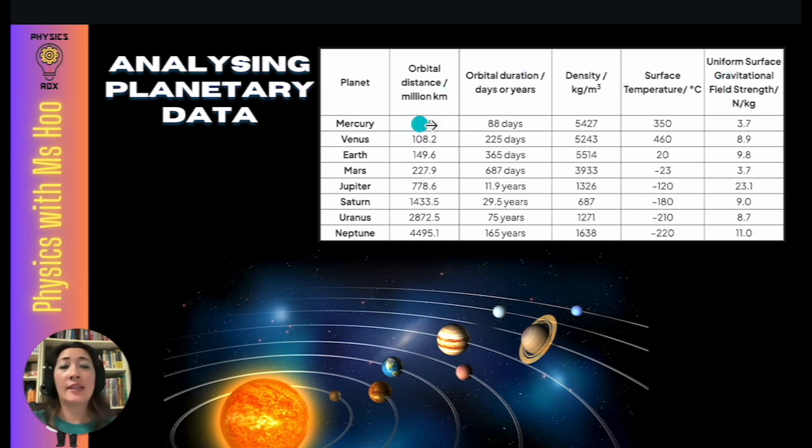Another relationship could also be orbital distance with the surface temperature. And as you can see from the numbers as well, there's a trend of increasing orbital distance with decreasing surface temperature. And again, this should make sense because the further away the planet is from the Sun, the colder it is, right? Because you're further away from a heat source, obviously it's going to be colder.